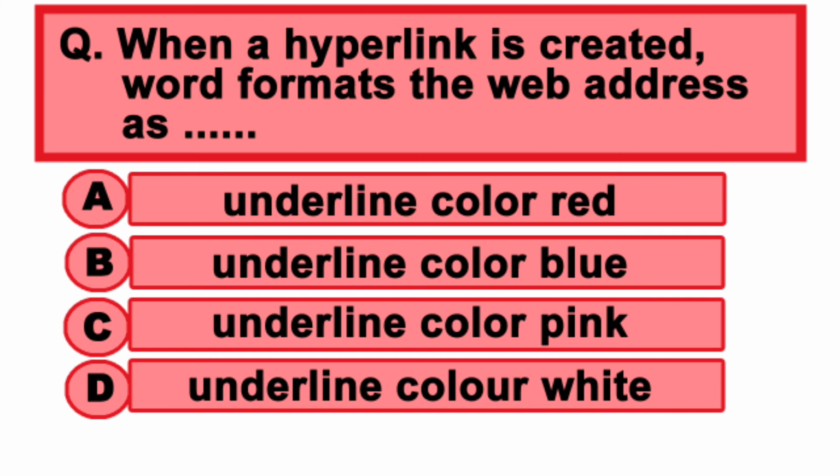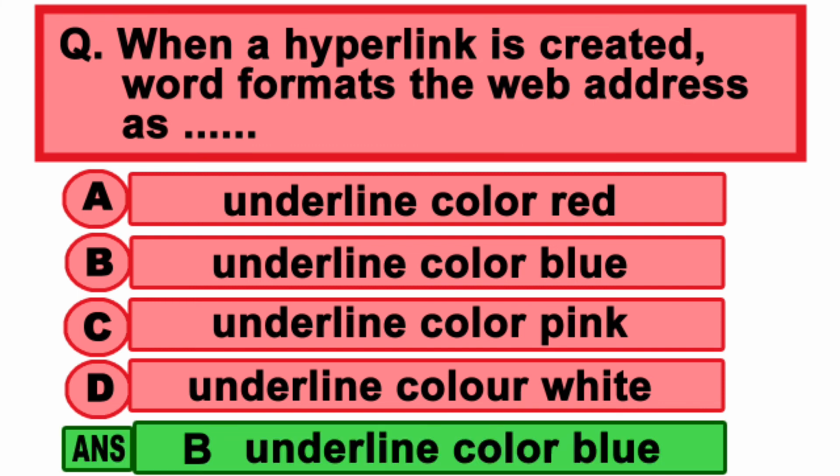When a hyperlink is created, Word formats the web address as. The options are A. Underline color red, B. Underline color blue, C. Underline color pink, D. Underline color white. The correct answer, underline color blue, answer B.